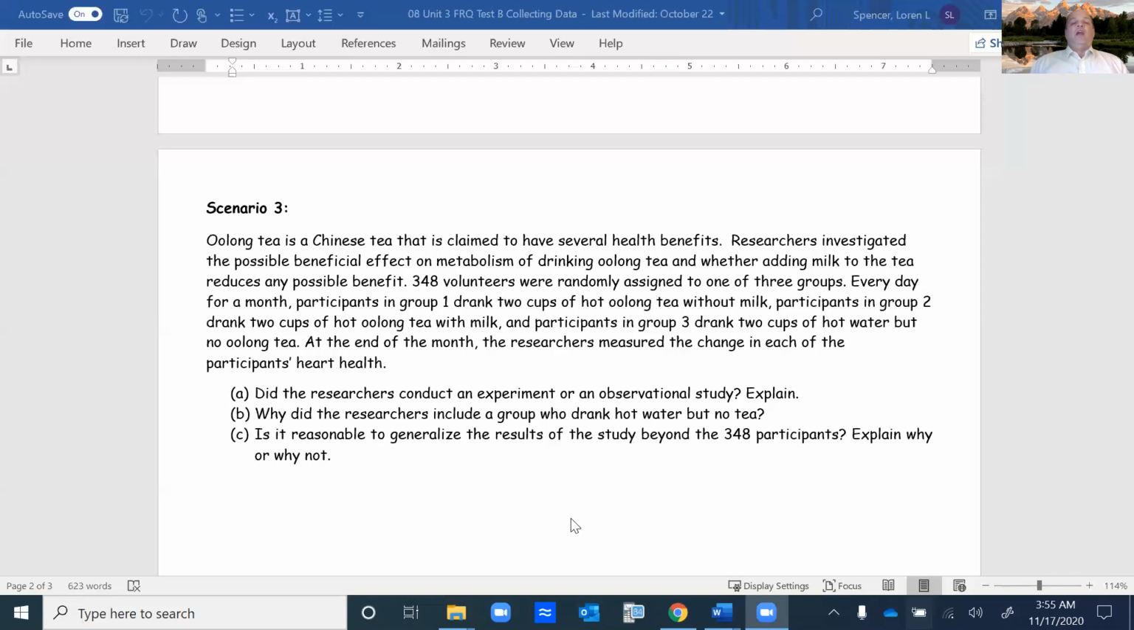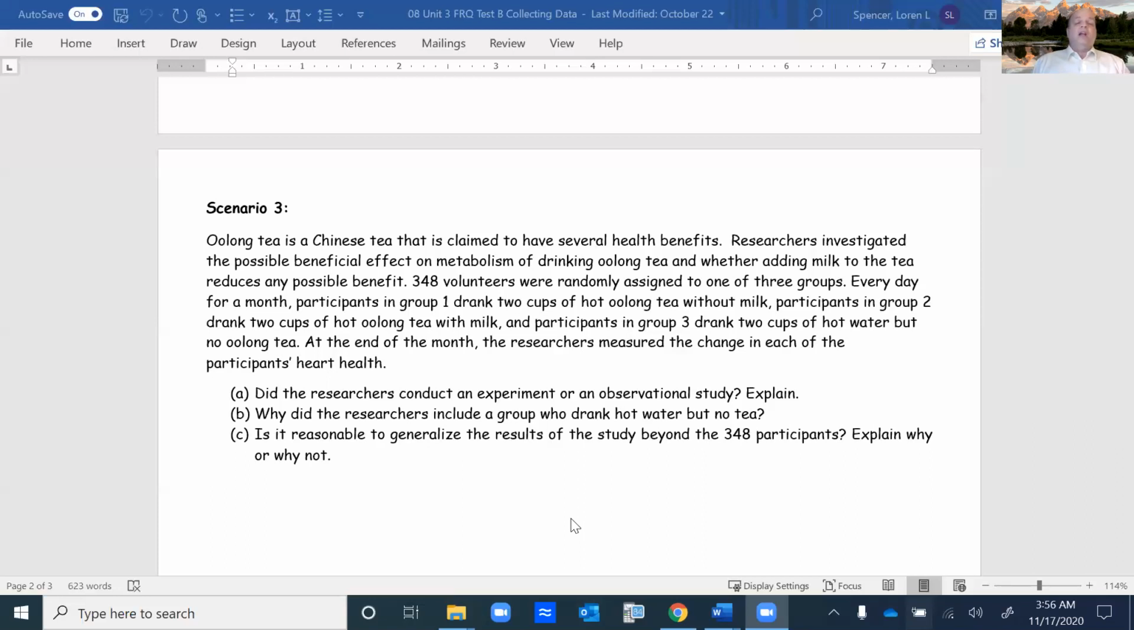Or you can say, well, we have 348 volunteers and they do not represent the general population. So we cannot generalize this study from the 348 to the general population. So really, carefully, you could have argued both ways.